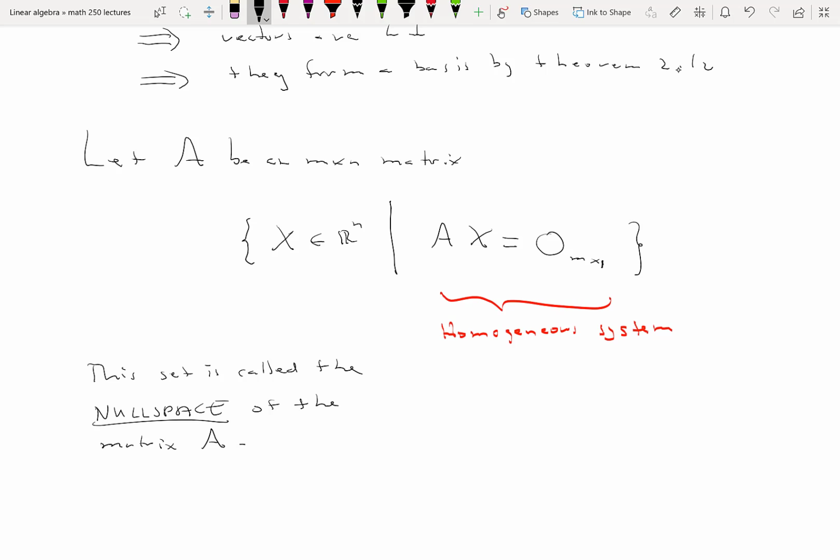So the null space of a matrix is the set of all solutions to the homogeneous system Ax equals 0, where A is a given matrix. We have a special symbol for this. We call it capital NS of A. The null space of a given matrix is the set of all x in Rn such that Ax equals 0. It's the set of all solutions to the homogeneous system where A is the coefficient matrix for the system.